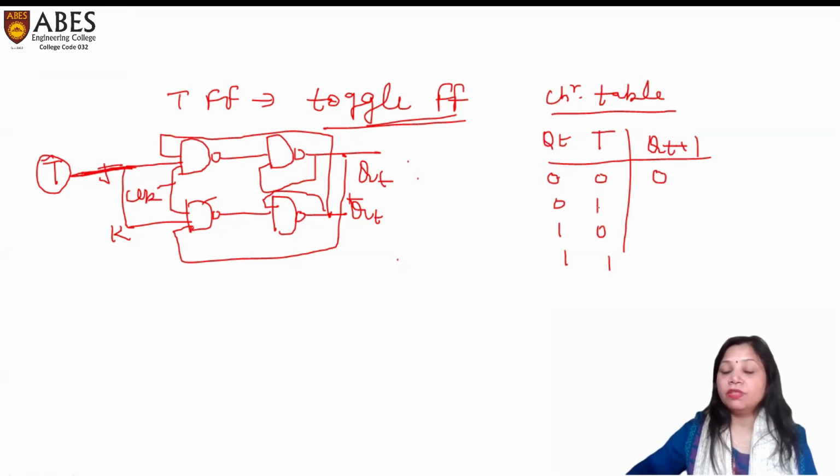If T is 1 means both J and K are 1. दोनों शॉर्ट हैं J और K. T पर हम 1 देंगे तो इसका मतलब J और K दोनों 1 1 हो जाएंगे. और 1 1 का मतलब क्या है JK में, कि हमें कॉम्प्लीमेंट मिलता है प्रीवियस का. तो Qt हमारा 0 है तो this is 1. T 0 means no change. Previous 1 then Qt plus 1 will be 1. T 1 means complement. Previous 1, then Qt plus 1 is 0. So 1 1 0. This is the characteristic table of the T flip-flop.